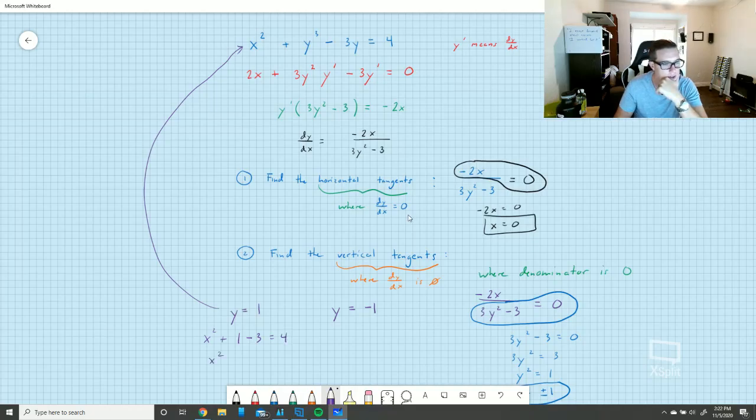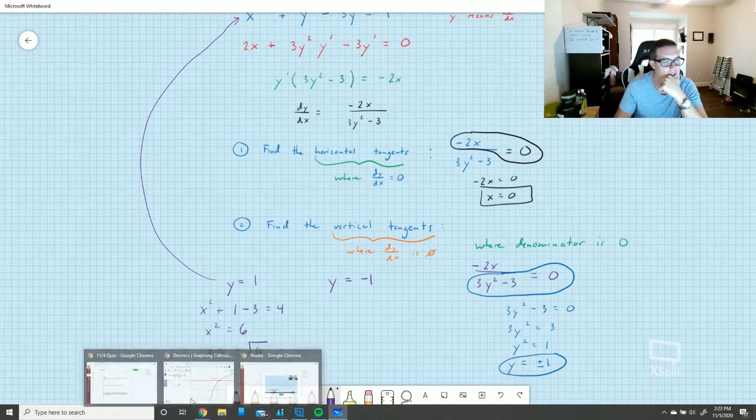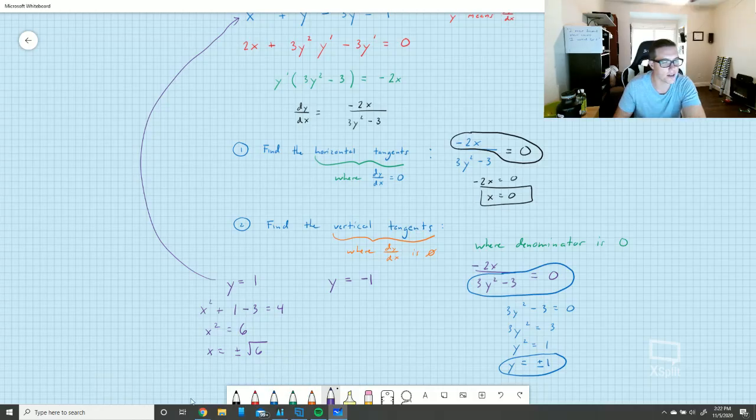X squared equals, add the 3 over, so 7 minus the 1 is 6. And look what happens in this case. I get x equals plus or minus root 6. So what's going on? I just got 2 more answers. Yeah, I did. That means there are 2 spots in this solution. Oops, backwards. 2 coordinates here, root 6, 1, and negative root 6, 1. There are 2 places we have a vertical tangent, and I'm probably going to get 2 more.